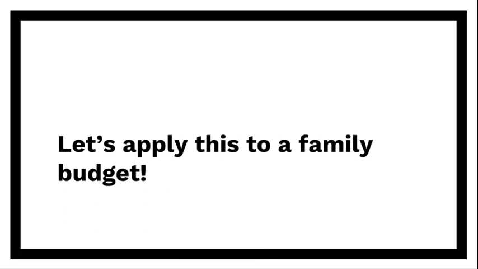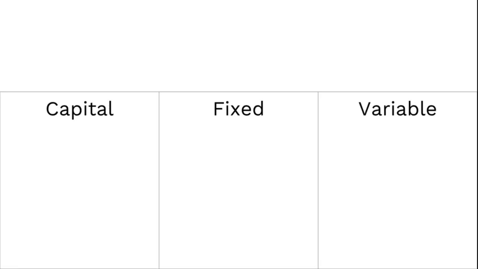Let's apply this to a typical family budget. Let's say it's January of whatever year it is, and we're looking at a couple of the items on the family's expense list. What we want to do is break them into these three different categories we've learned about today.